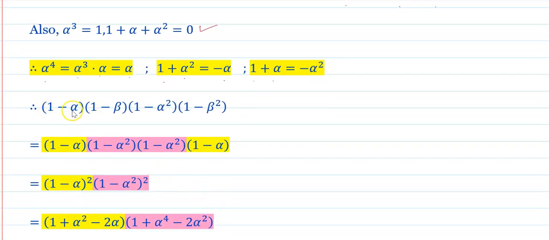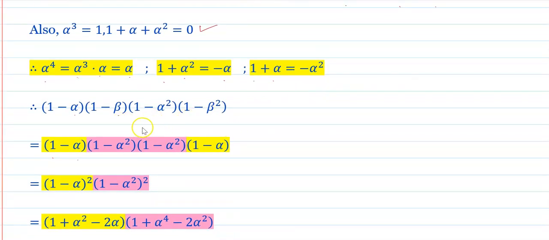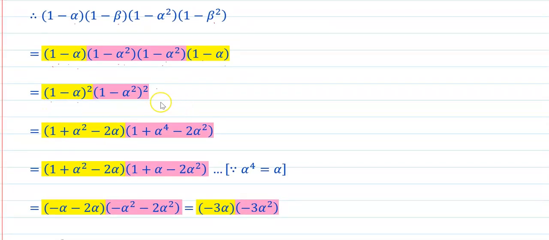Now the multiplication: (1 minus alpha)(1 minus beta)(1 minus alpha square)(1 minus beta square). First, 1 minus alpha is as it is. Beta is equal to alpha square, so we put all the expressions in terms of alpha. Beta is alpha square, and beta square is alpha. Now two terms match. 1 minus alpha into 1 minus alpha, you will get (1 minus alpha) whole square. 1 minus alpha square into 1 minus alpha square is a bracket square. We expand both bracket squares again.